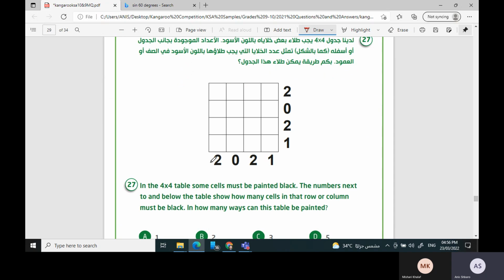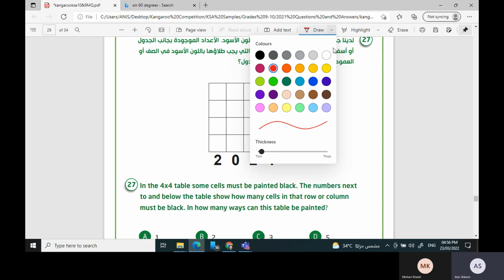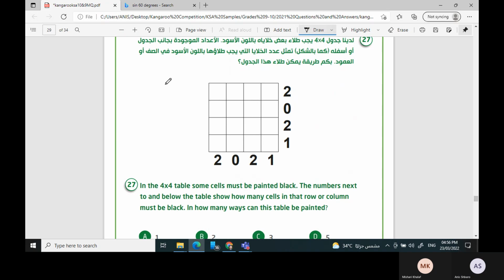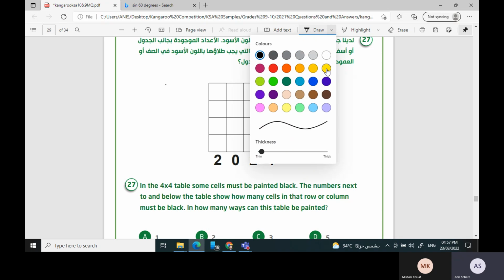This one: in the 4 times 4 table, some cells must be painted black. So simply I'm going to switch to black to obey the rules. The numbers next to and below the table show how many cells in that row or column must be black. In how many ways can this table be painted? Okay, so simply 2 stands for 2 black cells. So of course we have a lot of ways.